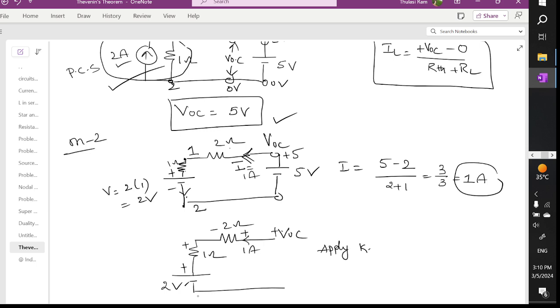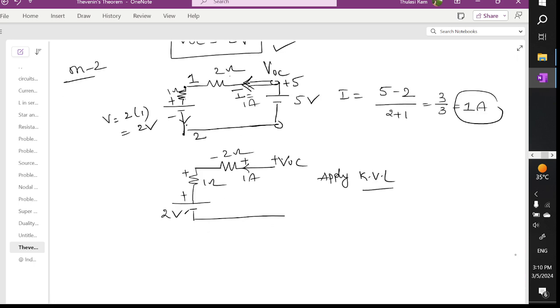Kirchhoff's voltage law. Already we can directly see here VOC is 5 volts. There's no need to directly say it. You may have doubt whether to verify by a second method also, you can do it. So when you apply this here, current is leaving, plus VOC, and current is leaving here. What is the leaving polarity I have? Minus, what is the I value? 1 into 2, and current is entering at 1 and it is leaving here. So when the current is leaving, the current is 1 ampere.